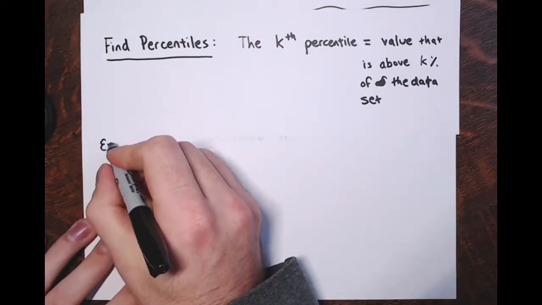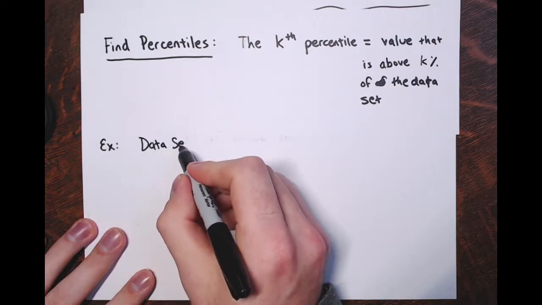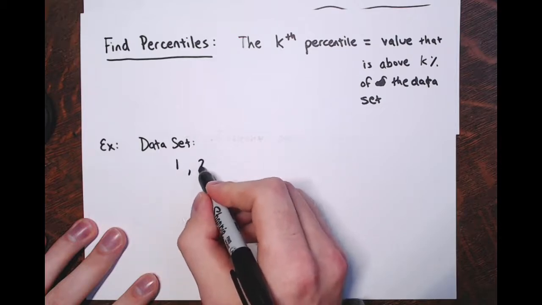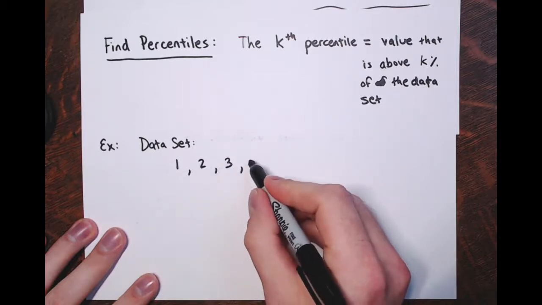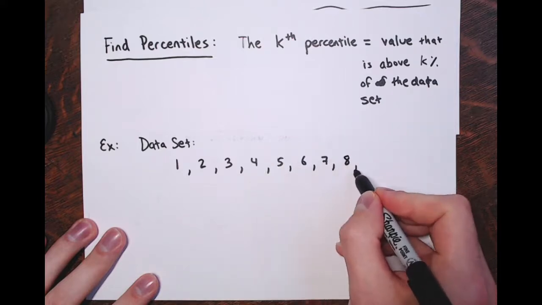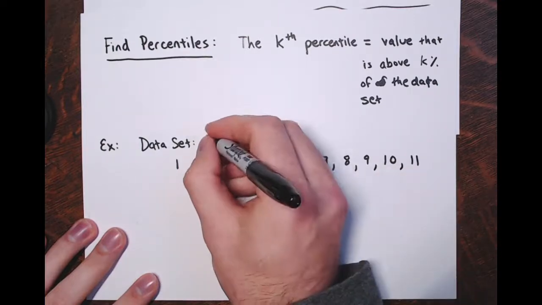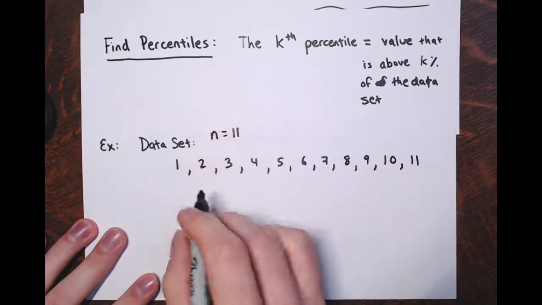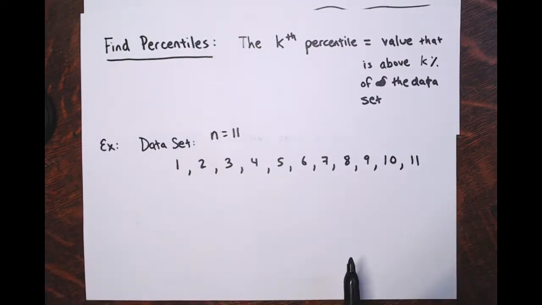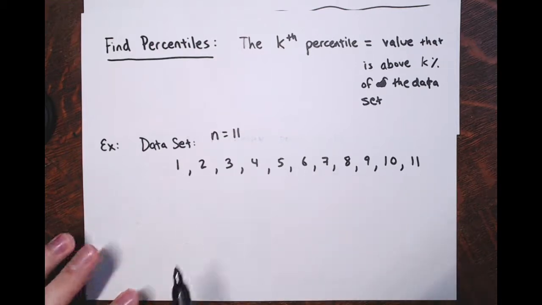So an example, say my data set, and I'll put it in order. You have to arrange things in order from least to greatest. I'm just going to put it simply 1, 2, 3, 4, 5, 6, 7, 8, 9, 10, 11. All right, let's say that n equals 11. All right, the number of values in the data set is 11. Now you can find the median pretty easily, right? That would be just the number 6. Right? There's 5 above, 5 below.